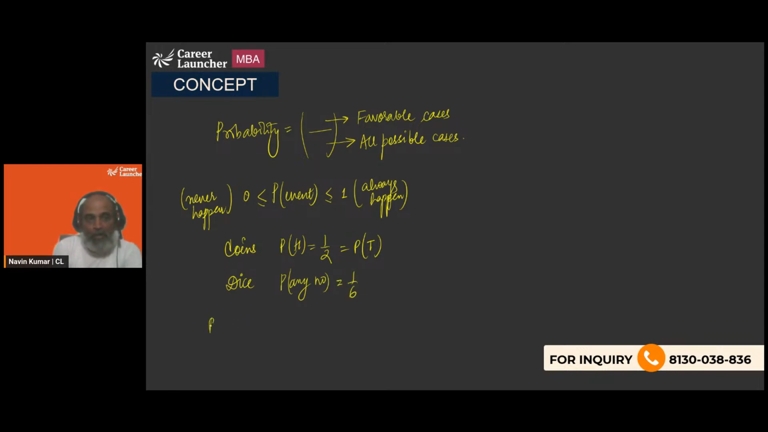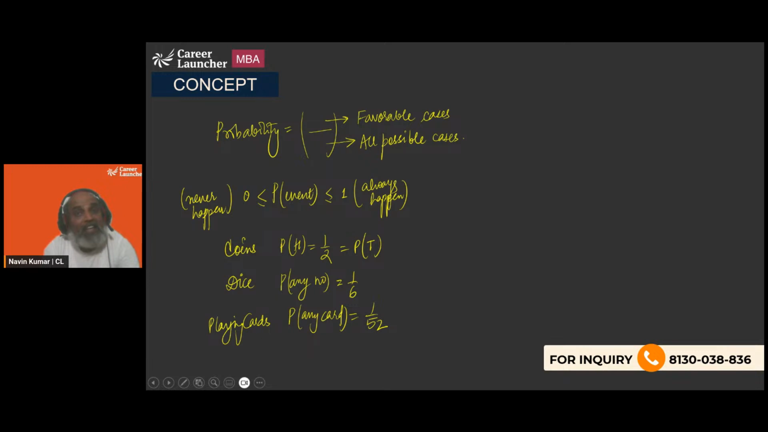When we talk about playing cards, these are some of the standard types of probability questions. The probability of picking any card is going to be 1 out of 52. So there are 52 cards overall, out of which you are going to pick 1 card. So it's going to be 1 out of 52.